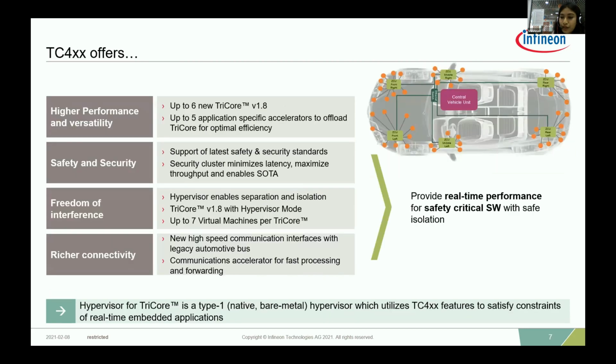Now at Infineon Technologies, we have integrated this virtualization into our latest TC4xx, which provides the customer up to 7 virtual machines. Here it is given in the pointer: freedom from interference. The hypervisor will provide us separation and isolation, and we have up to 7 virtual machines per core. The hypervisor which we are using is a type 1 hypervisor that will provide us a real-time embedded application.